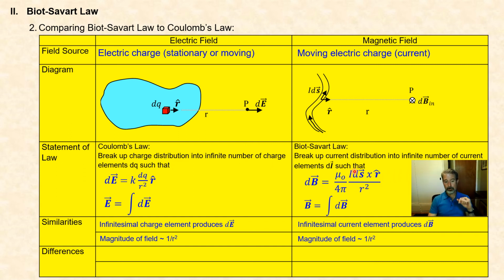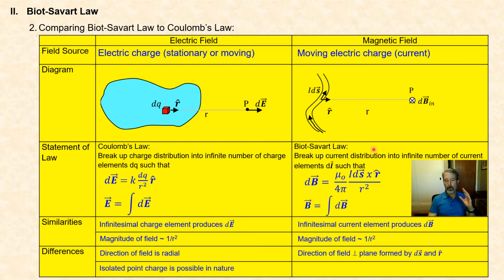There are some important differences, however. In the case of Coulomb's law, you will notice that the direction of the field is radial. It is in the plane, the direction of the electric field is in the plane formed by dq and that field point P. Whereas in the case of the magnetic field, we have this cross product, which tells us that the direction of the magnetic field will be perpendicular to the plane formed by both ds and r hat.